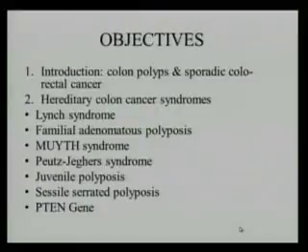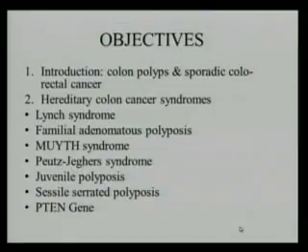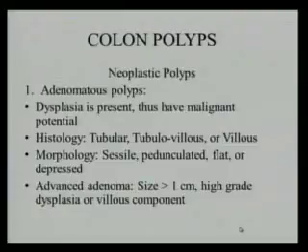What I'm going to talk about today is an introduction about colon polyps and colon cancer, and then I will go over the most common hereditary colon cancer syndromes: Lynch syndrome, familial adenomatous polyposis, MUTYH syndrome, Peutz-Jeghers syndrome, juvenile polyposis, sessile serrated polyposis, and PTEN gene mutation. Let's give a quick introduction about colon polyps, and that's what we see when we do colonoscopy.